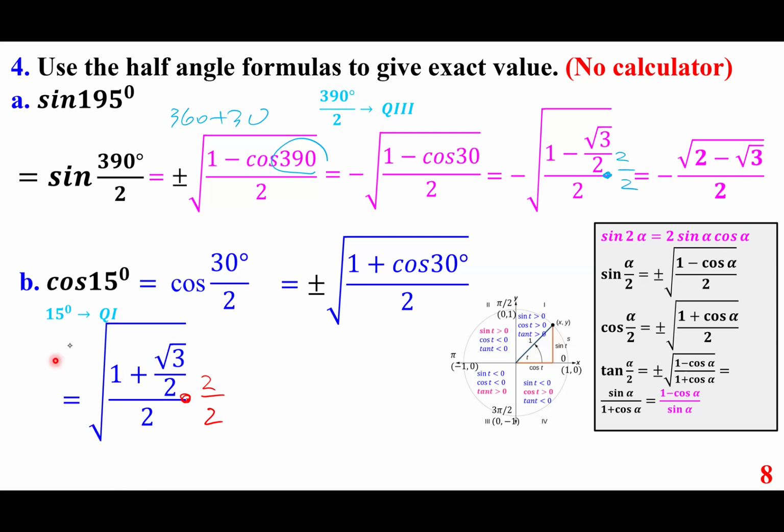Same as this one, except this becomes a plus sign and this is plus. So square root of 2 plus square root of 2 plus square root of 3 over 2. That's the answer.